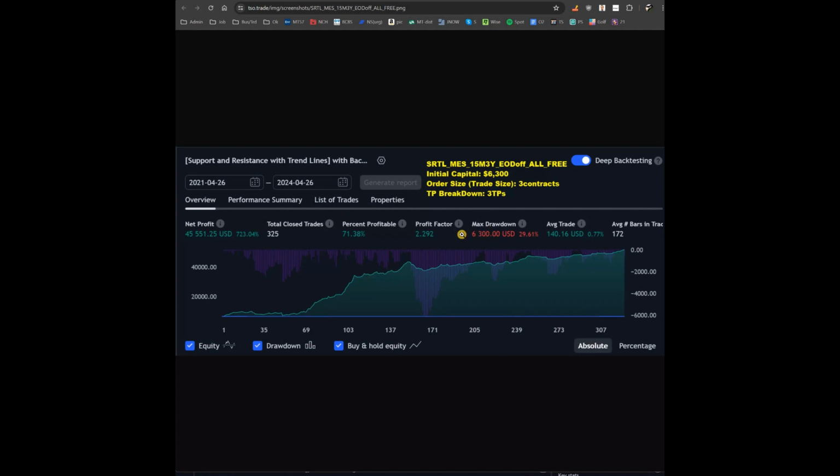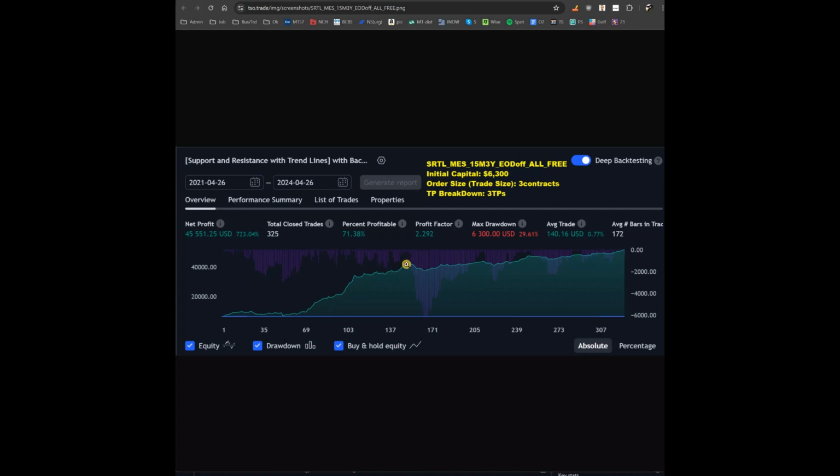Initial capital should always match max drawdown. That's basically how far this whole setup went throughout the life of all 325 trades. As you can see, it never went negative, but you don't know at which point you're going to start trading this. If you would start here, you would go down quite a bit, I think up to $6,300.